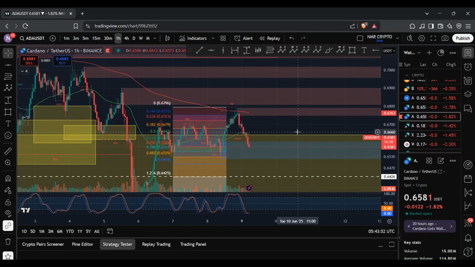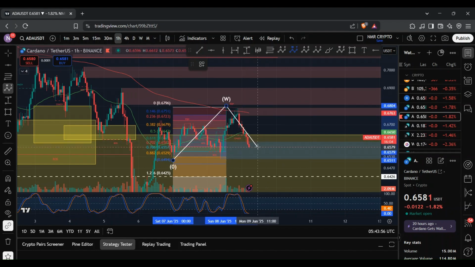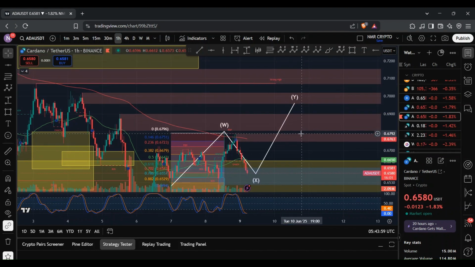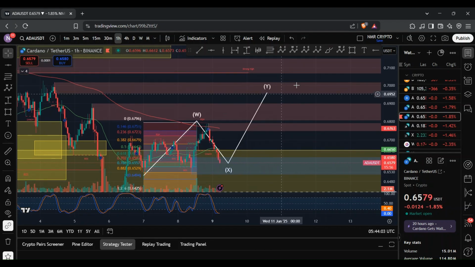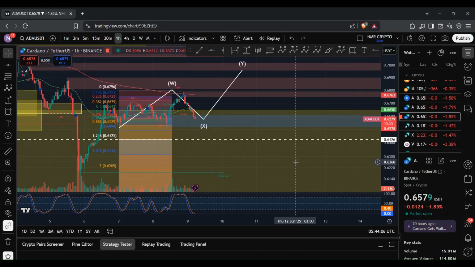And if that's the case, then what we could see is a bigger WXY structure forming, with this being the W wave, this being the X wave, and this being the Y wave. And here you can see that the Y wave will actually fall short of this local top at 70.72 cents. And so what we could then see is a bigger move to the downside.